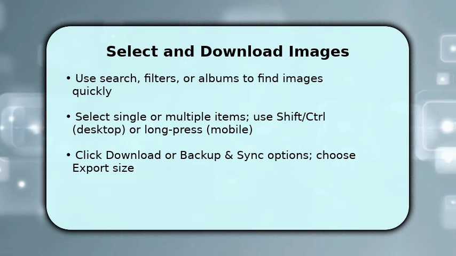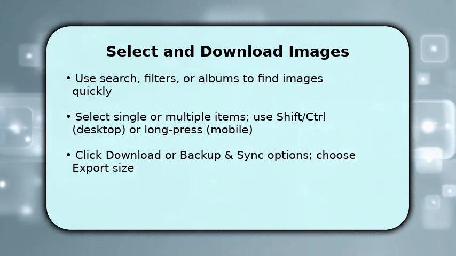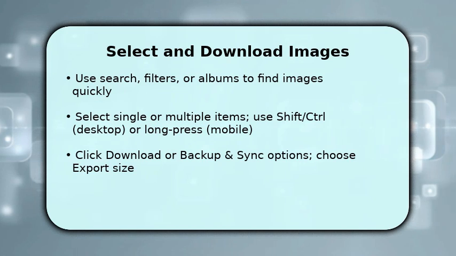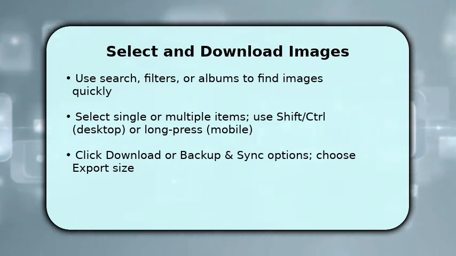On desktop, click the checkmark or use Shift/Control to multi-select. On mobile, long press the first photo, then tap Others. After selection, choose Download from the menu to save originals or exported copies.